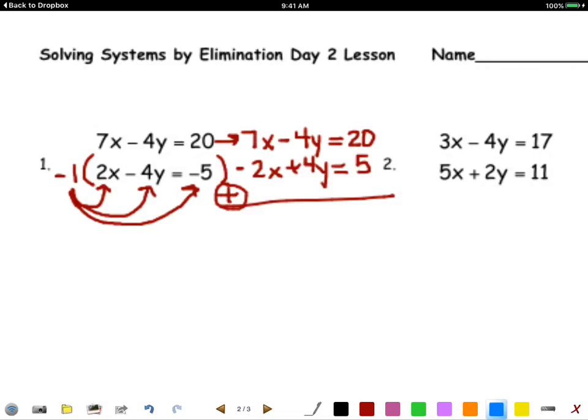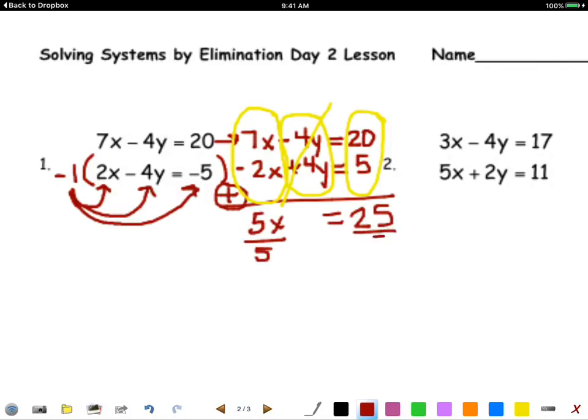Okay, so when we add straight down, 7x and negative 2x is going to be what? 5x. Very good. Negative 4y and positive 4y makes 0, doesn't it? So it just cancels out. Bring down your equals. And then 20 plus 5 is what? 25. Okay. Now we just have a little one-step equation here to solve. So we're going to divide by what? 5. By 5 on both sides.